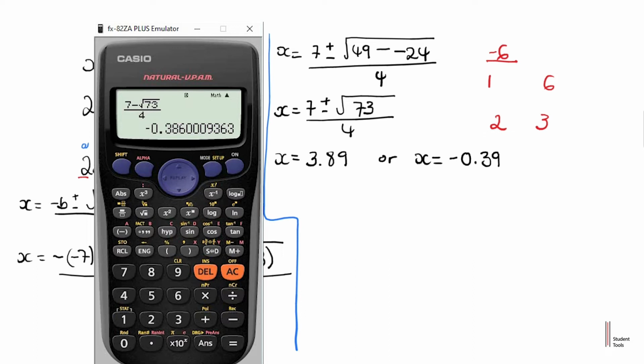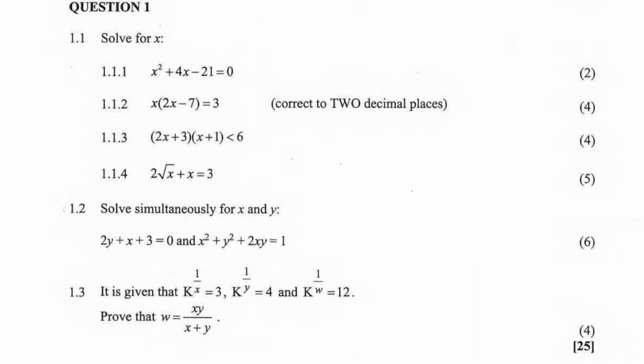All right, next we have 1.1.3. We are still solving for x. So we have an inequality. This is what we have: 2x plus 3 multiplied by x plus 1 less than 6. So we're supposed to solve for x in this case.